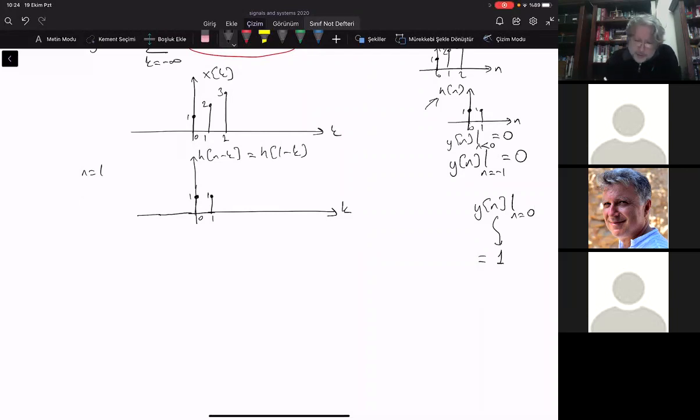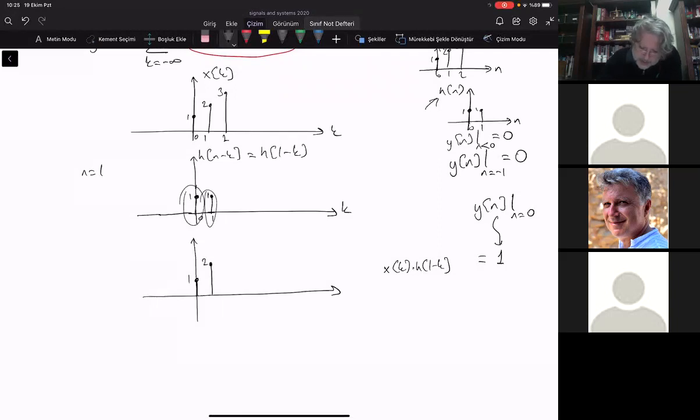Now, what kind of an overlap do we have? We have to multiply x of k with h of 1 minus k. And their multiplication will be at the overlapping positions. The overlapping is at 0, where this 1 here is multiplied by the corresponding position's 1, which will give you 1. And then this 1 value will be multiplied by the corresponding position's value, which is 2. So 1 times 2 is 2.